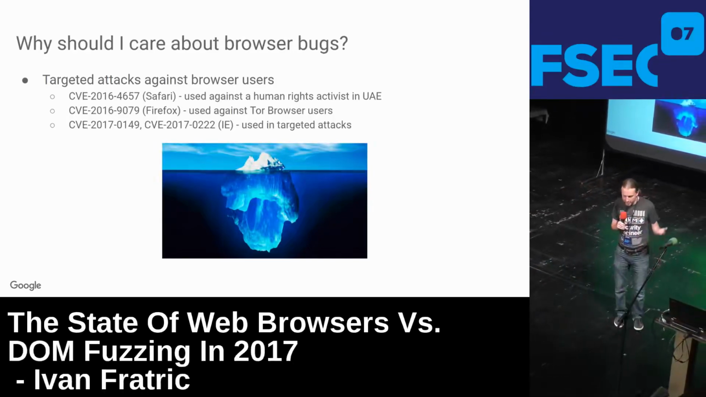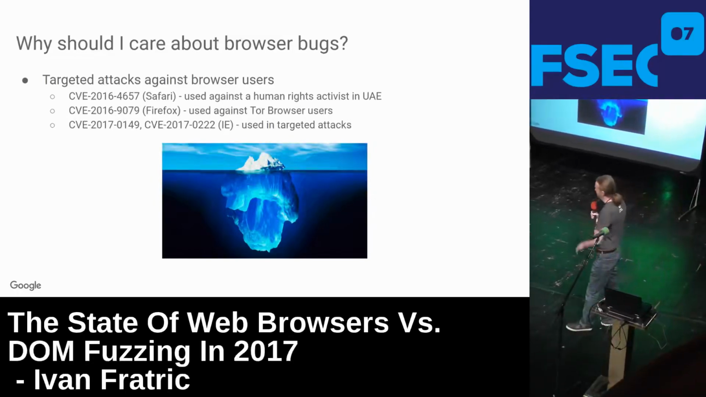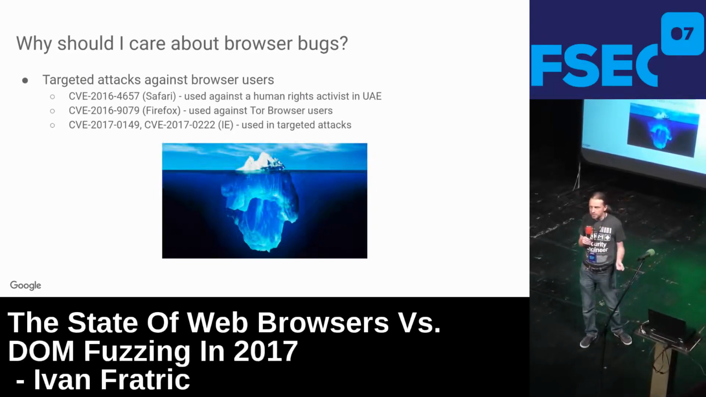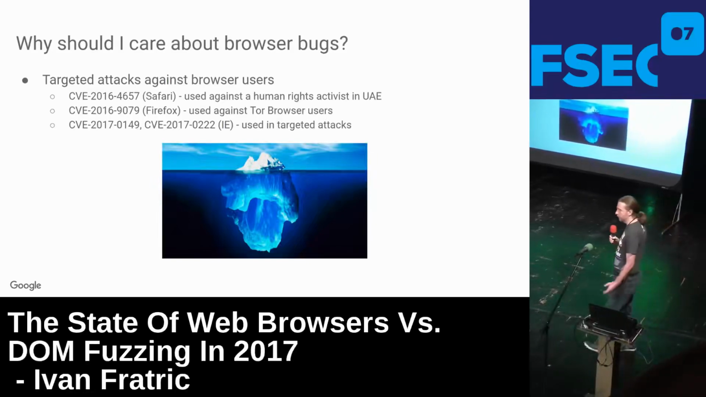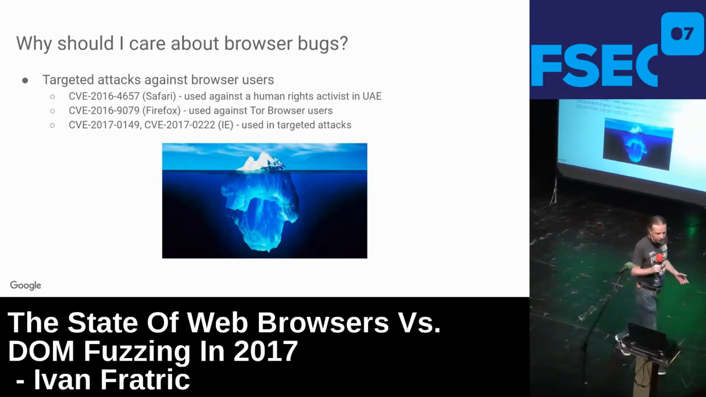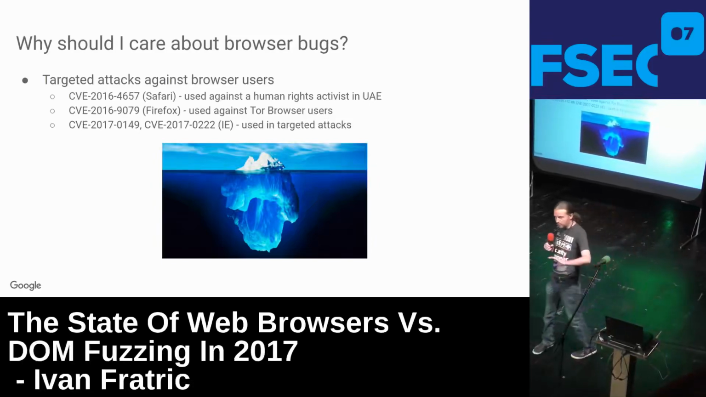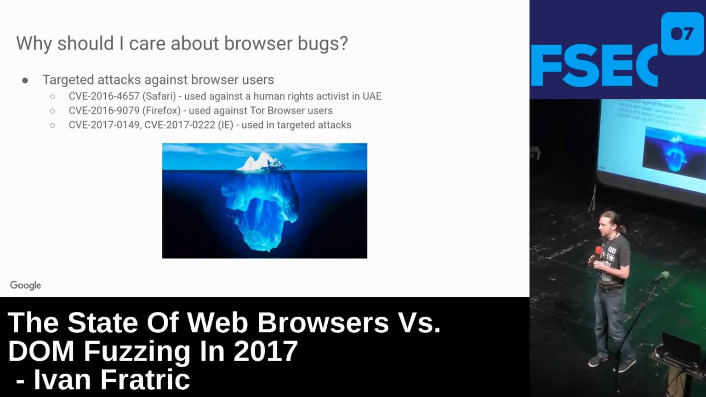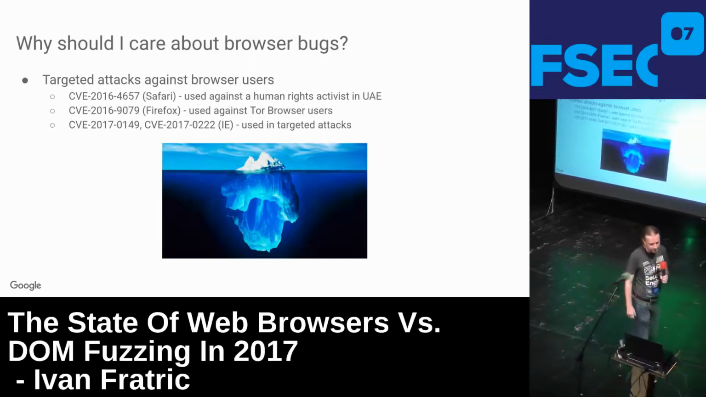Of course, that's not science fiction. We've seen that happen in the wild. So I have a couple of examples here. For example, we've seen a mobile Safari vulnerability being used against a human rights activist. We've seen a Firefox bug being used against Tor browser users. We've seen several Internet Explorer vulnerabilities being used in targeted attacks. And these are just from the last year or so. And these are just the ones that we actually know about. So in fact, what we might be looking at here is just the tip of the iceberg.